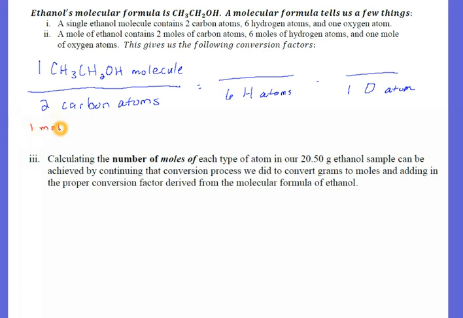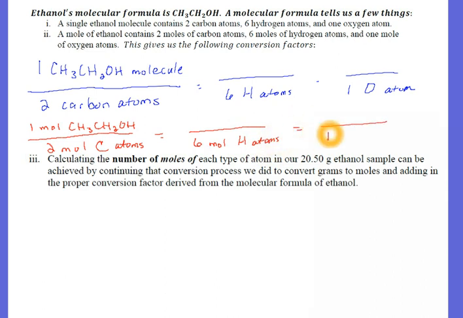So 1 mole of CH3CH2OH has 2 moles of carbon atoms. I can also say that with my 1 mole of ethanol, it has 6 moles of hydrogen atoms. And also I can say 1 mole of oxygen atoms. So this, that's still there, the top part of it.